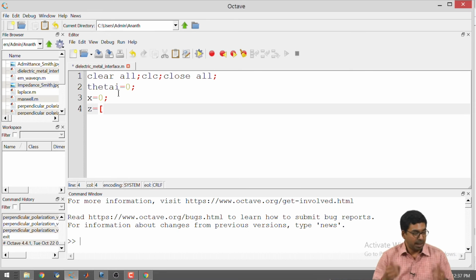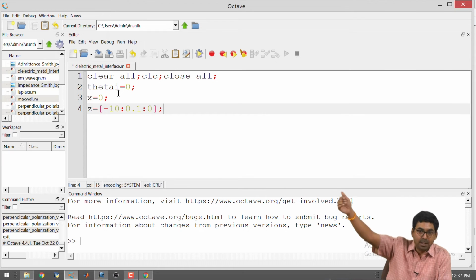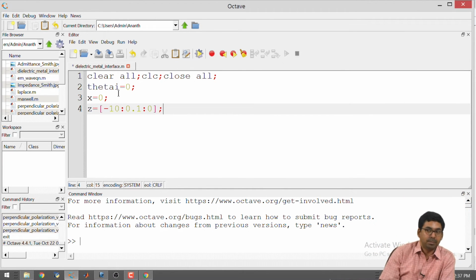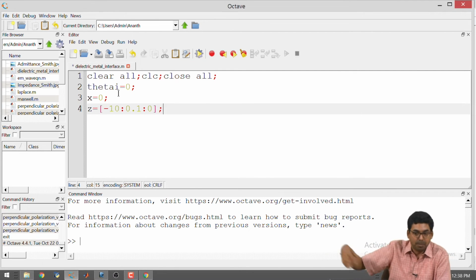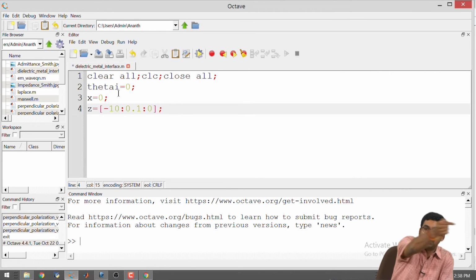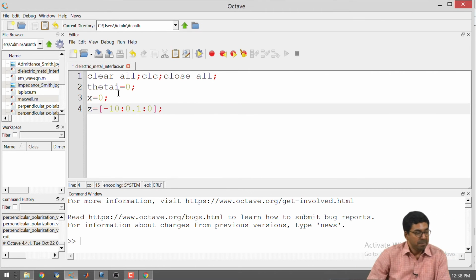So, I am going to take some region, say -10 to 0. z equal to 0 is the interface, and we are going leftwards to some units of -10, because fields exist only there. On the right hand side we do not have any fields, so we do not have to plot anything over there. So, z equal to 0 is the interface and you go backwards all the way to -10.